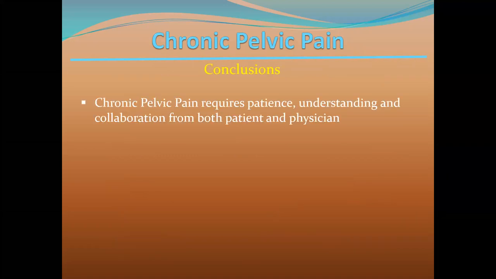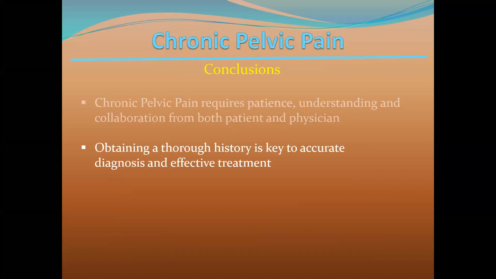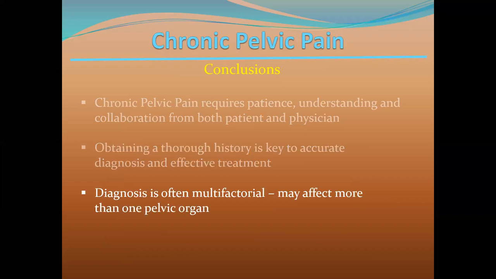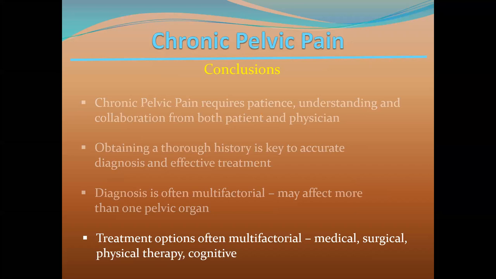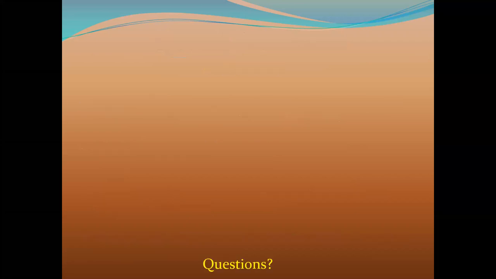The conclusion is that chronic pelvic pain requires patience, understanding, and collaboration from both patient and physician. Obtaining a thorough history is key to accurate diagnosis and effective treatment. Diagnosis is often multifactorial and may affect more than one pelvic organ. Treatment options for multifactorial causes are medical, surgical, physical therapy, and cognitive.